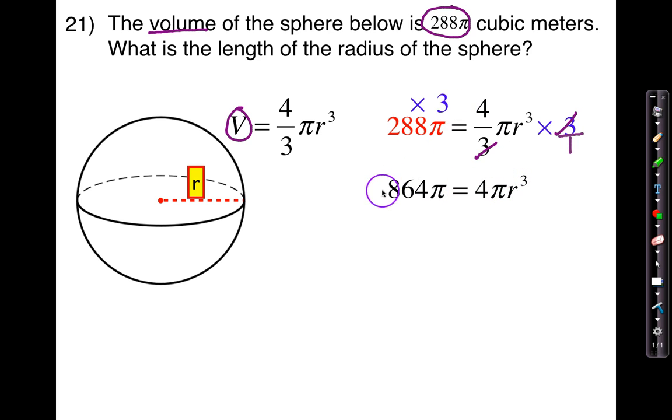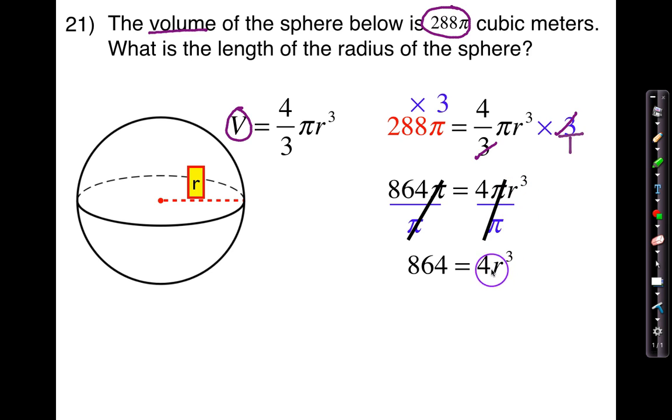If you're wondering how I got 864, that's basically me multiplying 288 by 3. Now what I'm going to do is go ahead and get rid of pi. So I'm going to divide both sides by pi. You'll see that the pi's cancel each other out, which leaves me with 864 equals 4r cubed.